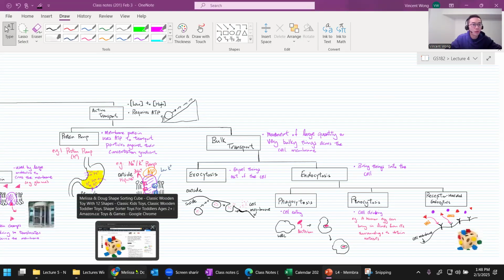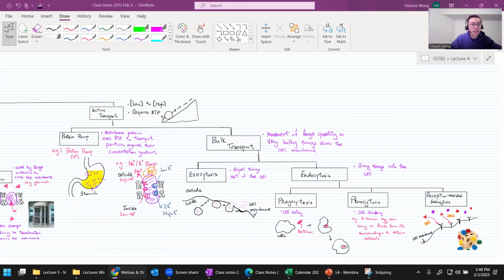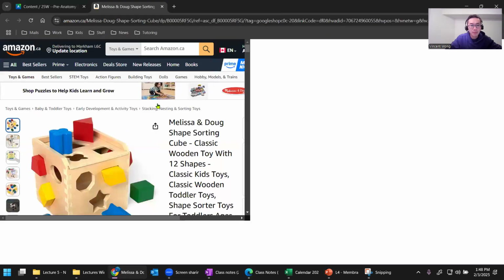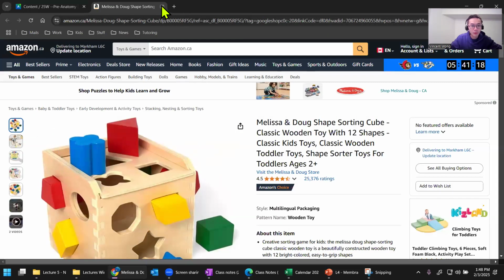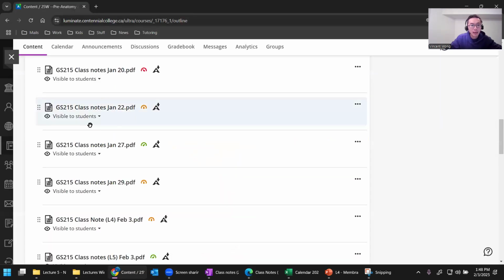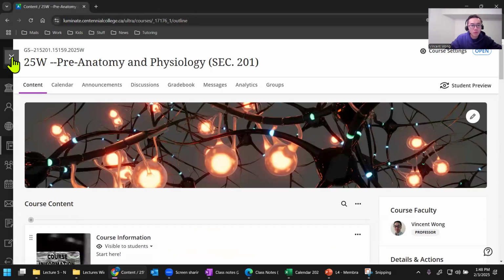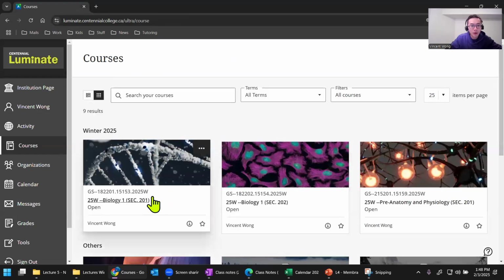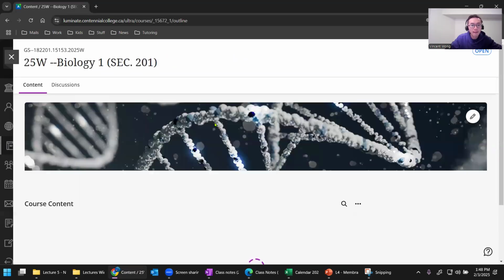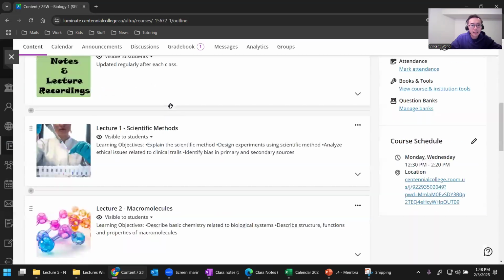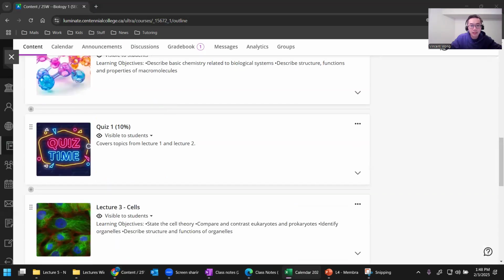I do want to talk about the lab. Sorry, that's where I got the shape sorter picture. So, wrong course here. You are 201. And a couple of things happening, right?